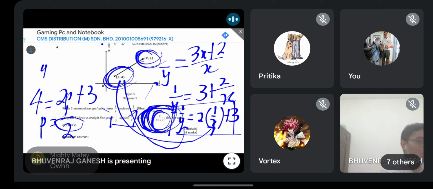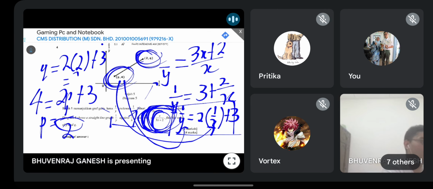Okay, so Q is equal to, now you guys can see it, right? 2 plus 3. So Q is 7. Done. You already find the P and Q. Do you guys get it? Do all of you understand the step here?